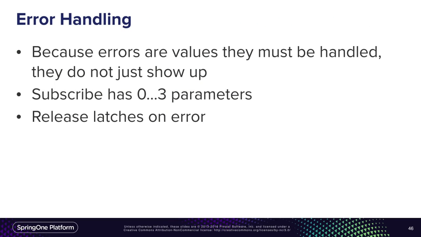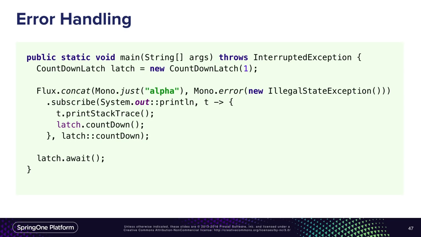So as we mentioned before, error handling is not something that happens accidentally. It's something that we actually need to do, because errors are values the same as everything else. The subscriber that we've seen a few examples of has between 0 and 3 parameters. And one of those parameters is to allow for error handling. And again, we use countdown latches to make sure that we are coping with these errors. So hopefully this sort of code is looking pretty familiar to you by now.